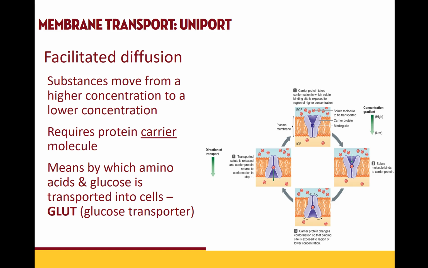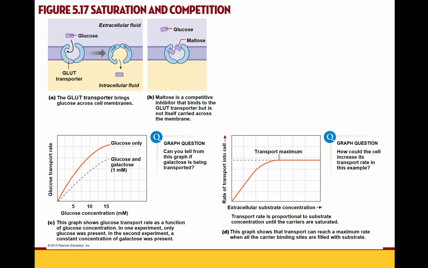GLUT1 is in your neural tissue. GLUT2 is in your liver. GLUT3 is only in fetuses. I mean, there's all different kinds of GLUT transporters. GLUT4 is in your muscles. We use that a lot, especially when we're talking about diabetes.